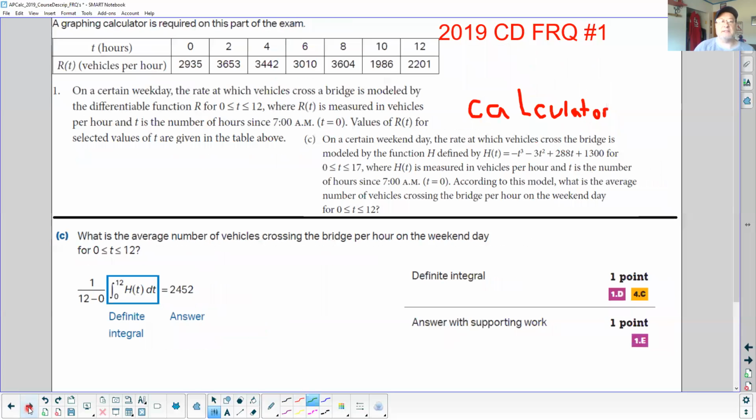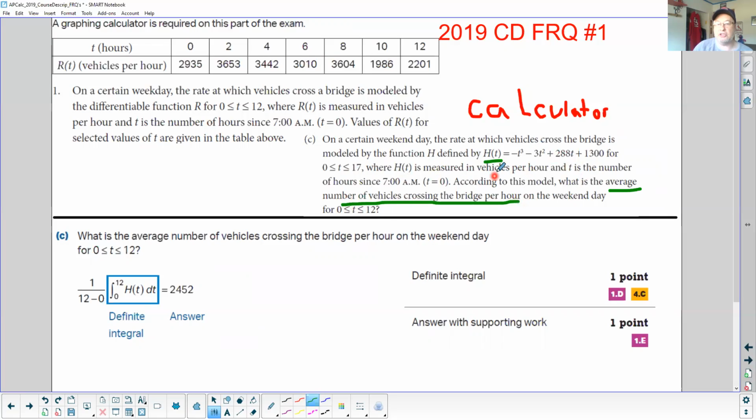Then when you get to part C, on a certain weekend day, this is a weekday, the rate at which vehicles cross a bridge is modeled by this H from 0 to 17. H is measured in vehicles per hour and T is time. So it's the same thing. Instead of having a table, you have a function. According to this model, what is the average number of vehicles crossing the bridge per hour?